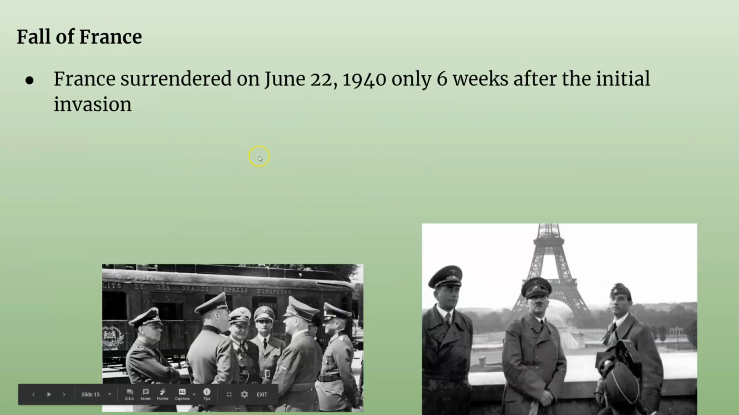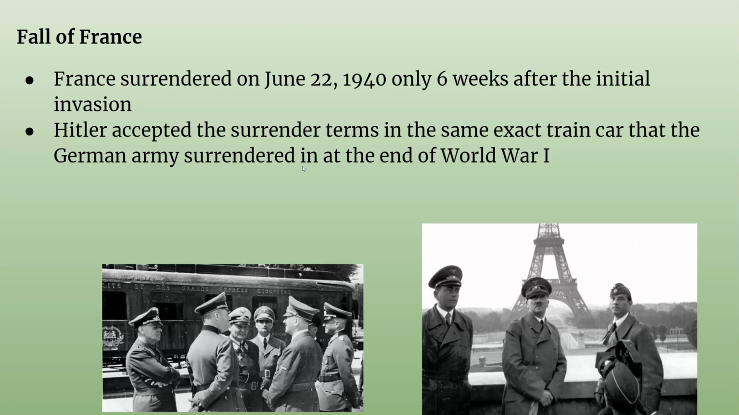So France surrendered on June 22nd, 1940, only 6 weeks after Germany invaded France. It was a quick move. They pretty much had done what Germany couldn't do in 6 years of World War I. Hitler accepted the surrender terms in the same exact train car that the German army surrendered in during World War I, kind of adding insult to injury.